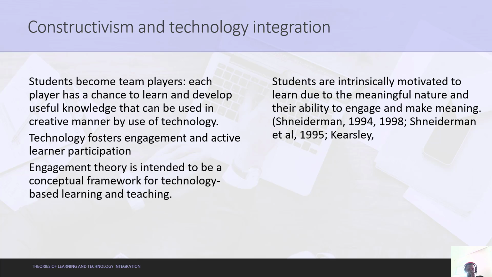Constructivism and technology integration in approach encourages students to be team players by giving each student a chance to learn and develop useful knowledge that can be used in a creative manner. Engagement and active learner participation is fostered by the use of technology in a constructivist perspective. In addition, students are intrinsically motivated to learn due to the meaningful nature of the engagement and them relating whatever they are learning with prior knowledge and experience.